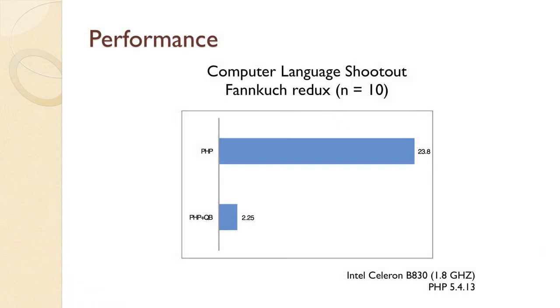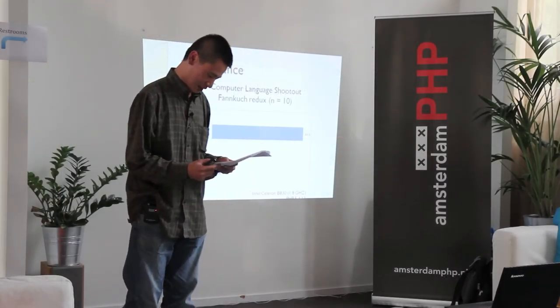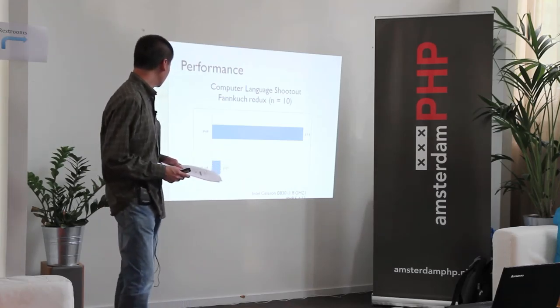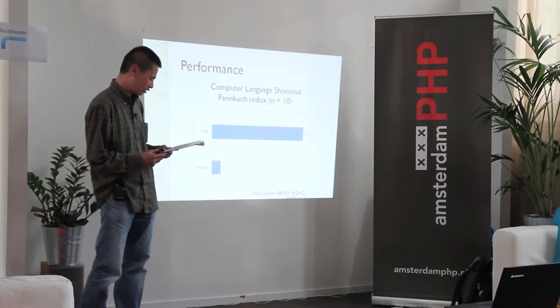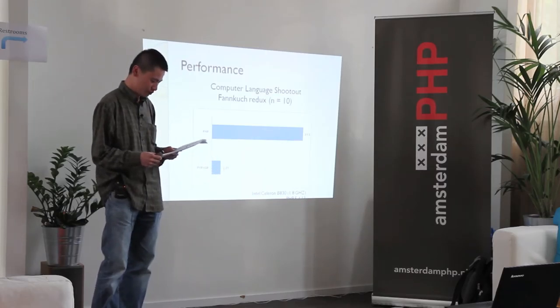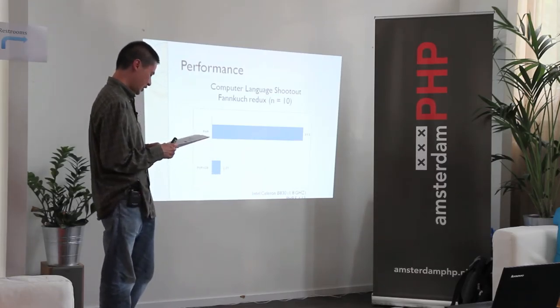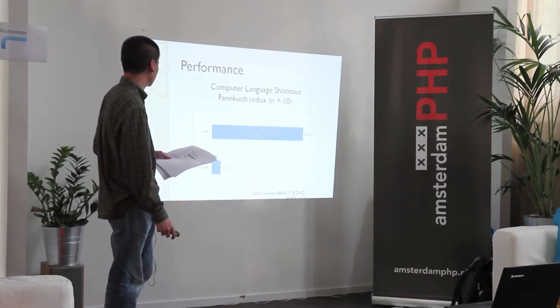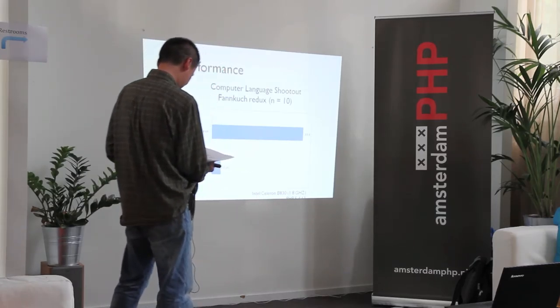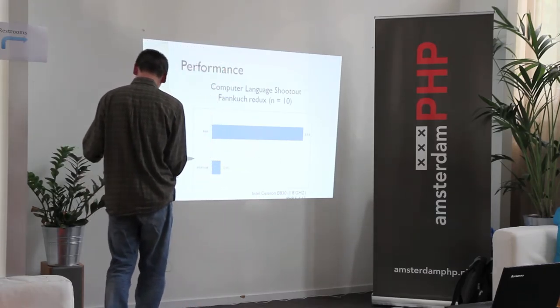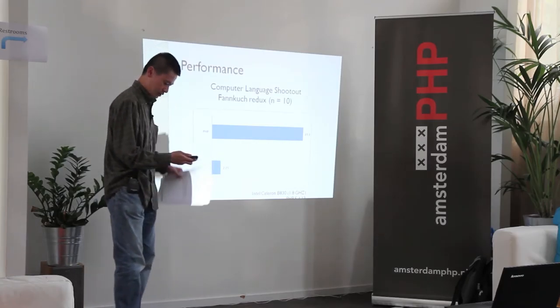On this chart, I'm showing the time it takes to run a function taken from the computer language shootout website. Have you guys heard of this website? It's just one function. This particular function does a lot of integer calculations, like millions and millions of them. In standard PHP, it takes almost 24 seconds to finish. Whereas with QB, it handles it in 2.5 seconds or so.